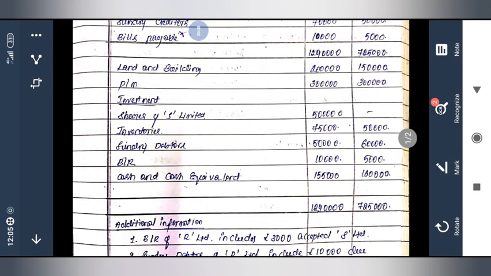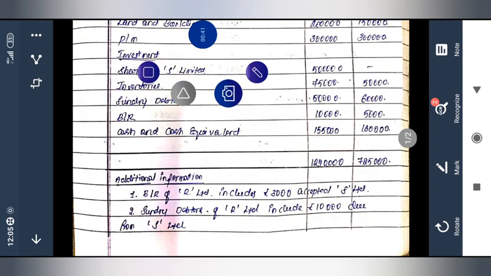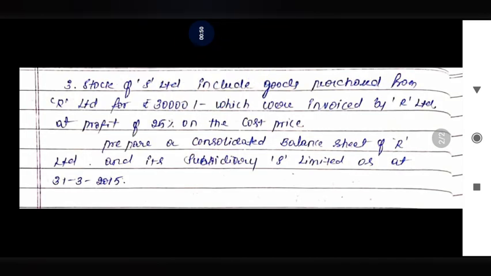Take down the assets. And take down the additional information, that is first and second condition. Take down the third condition related to unrealized profit and prepare a consolidated balance sheet of R Limited and its subsidiary S Limited as at 31st/3/2015. Let's move on to the problem. See the problem.